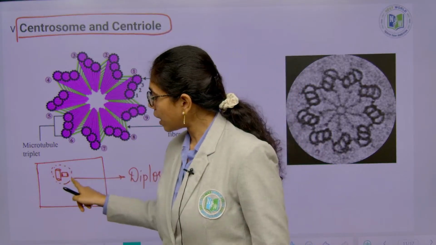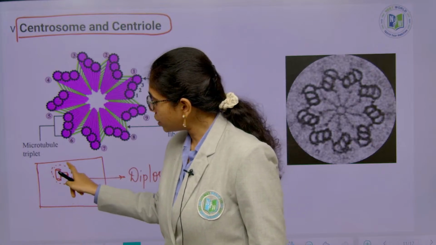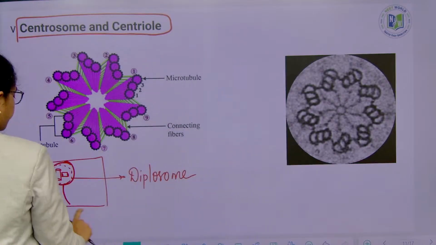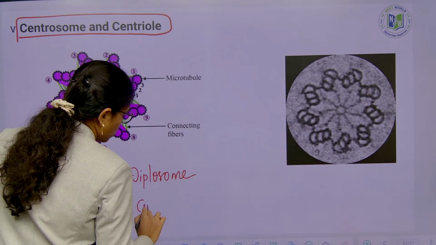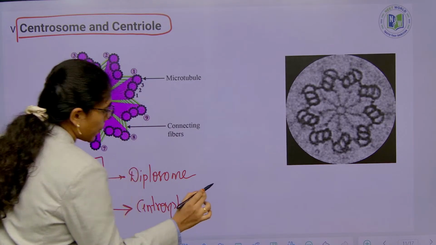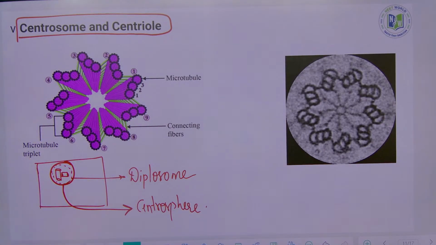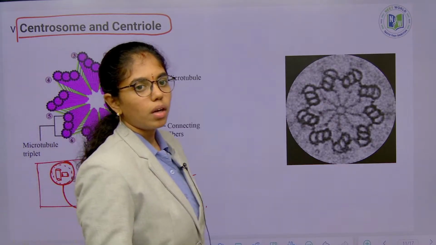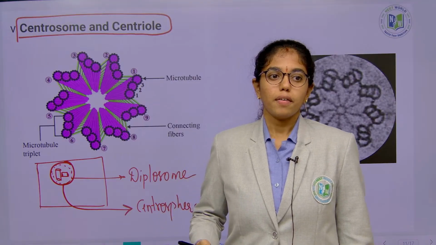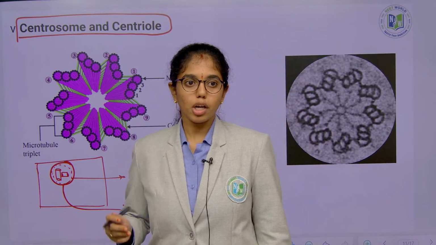This is not surrounded by any membrane, but the region where the centrosome is there is known as what? Centrosphere. The region is known as centrosphere. What is its role in the animal cell? Very good. Louder, Skanda, louder. Formation of spindle fibers or spindle apparatus.